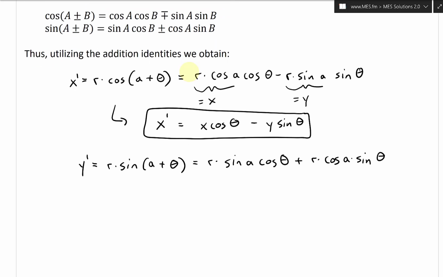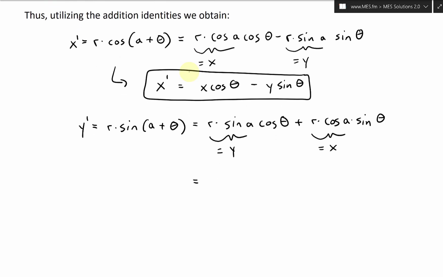And now likewise, this part right here, this is our sine a, that's just our y. This equals y. Now this equals x. All right, so now let's put this together. Our cosine is x, and we'll put the x component first. Notice the difference. This one's cosine on the top, this one's going to be sine. So x sine theta. And then we're going to have a plus, so y cosine theta. And notice the r is gone.